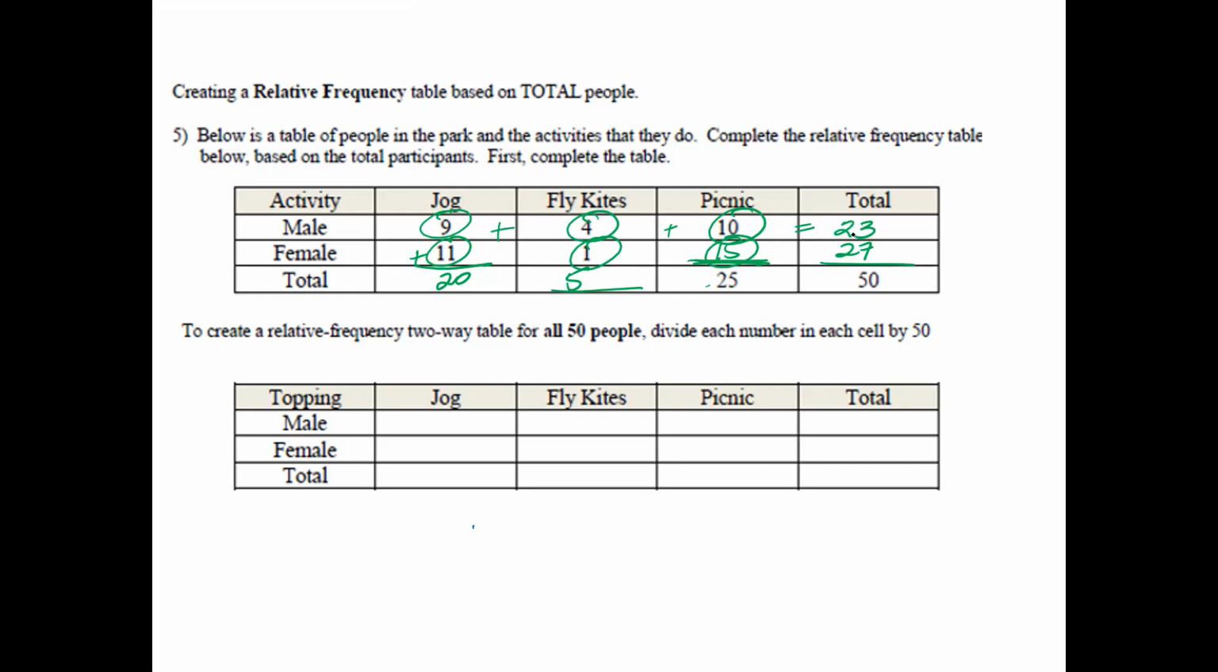Now that I went ahead and did this, I want you guys to create a frequency table for 50 people and divide each of those by the total number of cells. So 50 people. So you guys go ahead and fill out the following tables here.